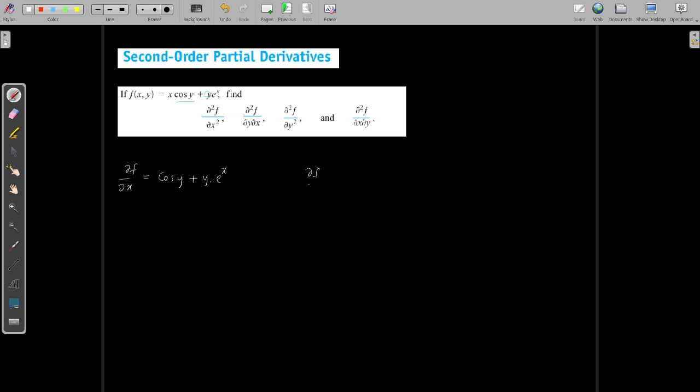Similarly, you can evaluate df by dy. That is obtained by differentiating the given function with respect to y taking x as a constant. So that is x into the derivative of cos y. Derivative of cos y is minus sin y, so you can write it as minus sin y, plus the derivative of y e raised to x with respect to y. Since e raised to x is a constant, the derivative of y is 1, so you can put it as this times 1. So that is minus x sin y plus e raised to x. So this is the derivative of f with respect to y.